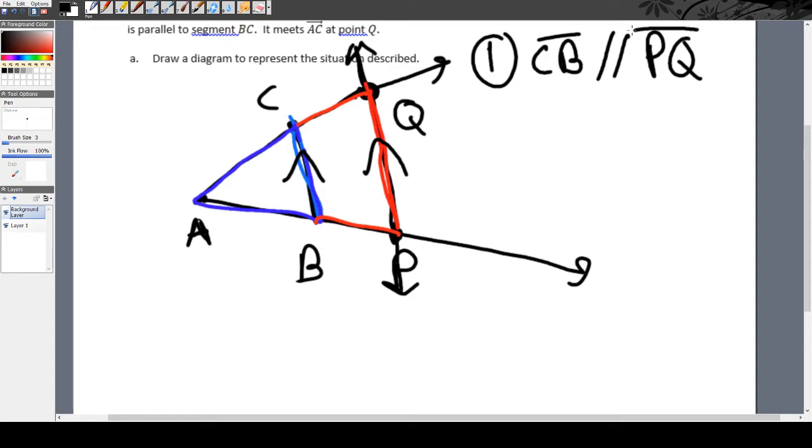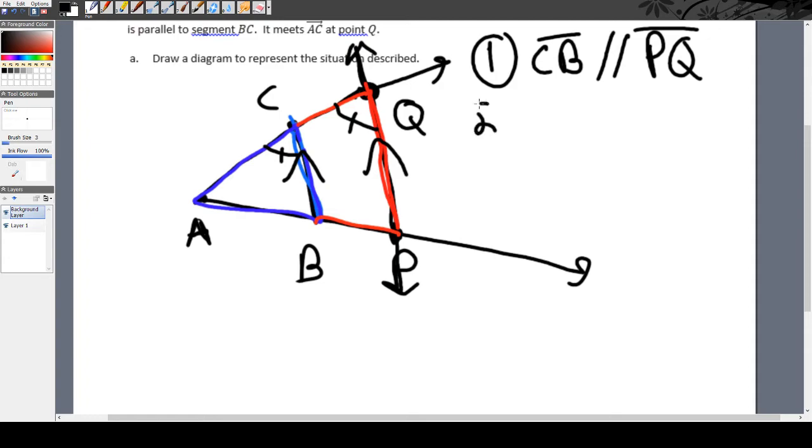Well, what can we do with that information? Well, it tells us a couple things. It tells us that this angle right here and this angle right here are congruent. Why is that? Because they're both corresponding angles. If you could imagine the line PQ and the line CB extending farther, they're both being intersected by the transversal AQ. They're both in the same position, bottom left, bottom left, bottom left. So indeed they are corresponding.